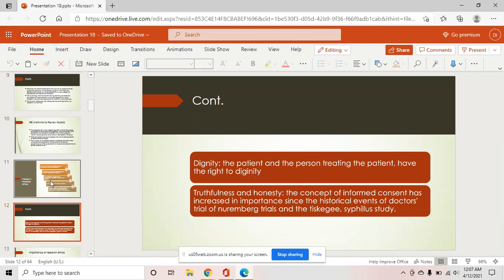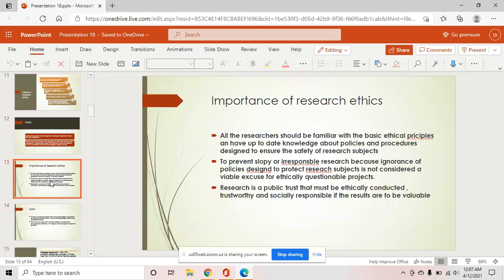Dignity. The patient and the person treating the patient have the right to dignity, truthfulness, and honesty. The concept of informed consent has increased in importance since the historical events of the Doctors' Trial of the Nuremberg trial and the Tuskegee syphilis study.